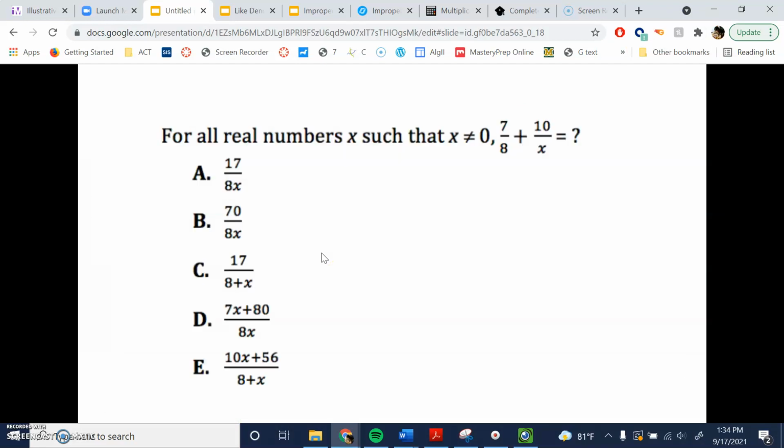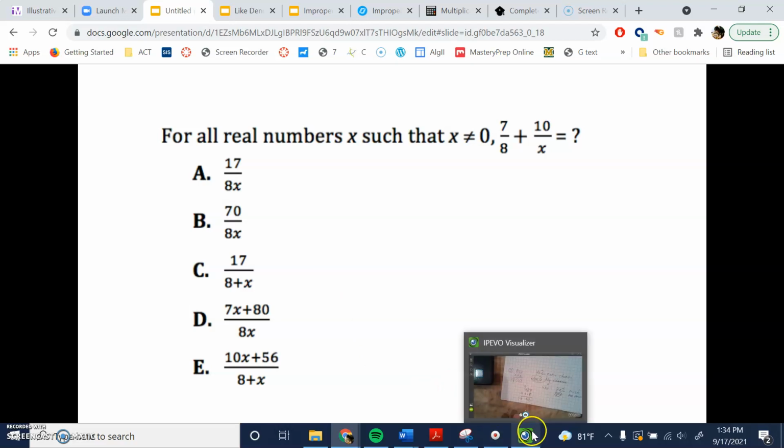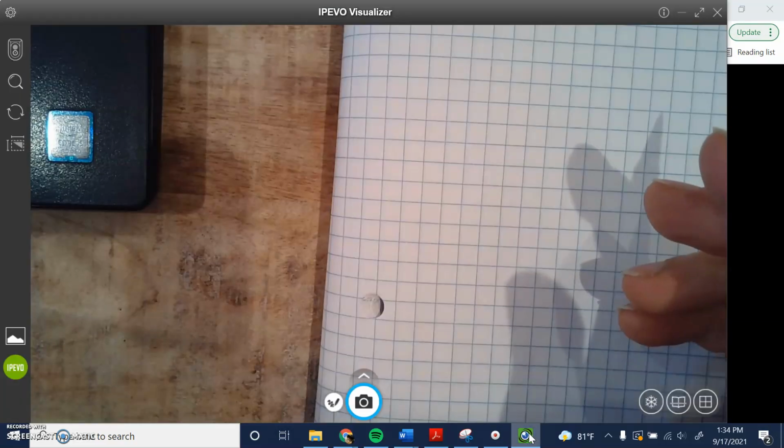Last one. Try this one. It's a common denominator problem. Ready, set, go. All right, check it. Here we go. So, ACT problem, you should be able to do this. But if not, here you go.